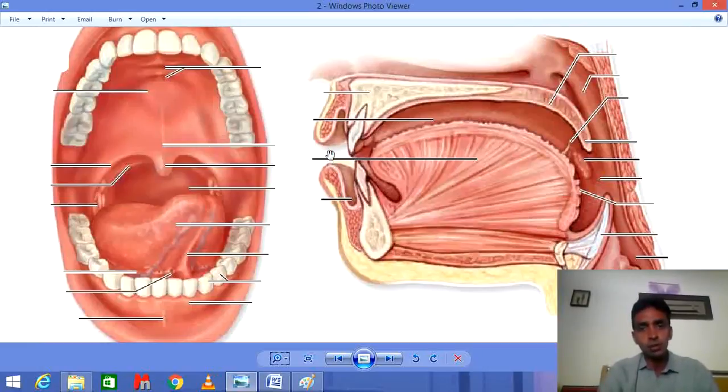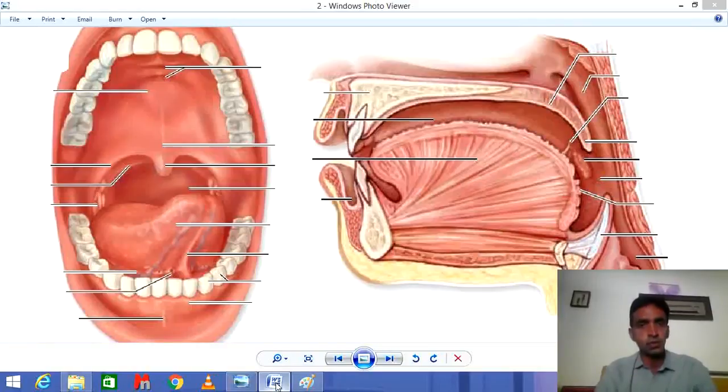Mouth is just a space. There is no structure which represents mouth. Mouth is actually a hollow space, the space between two lips.